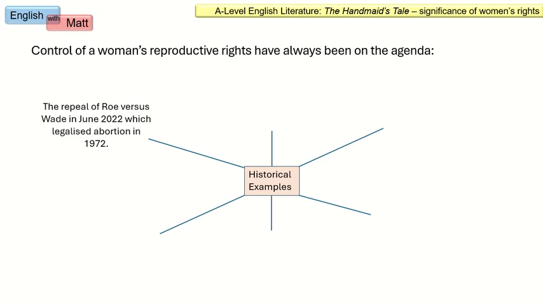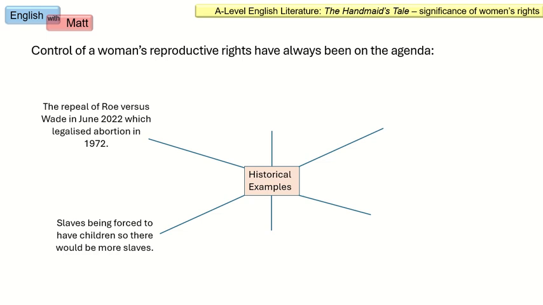So the first thing is, of course, the repeal in June 2022 of Roe versus Wade, which in 1972 legalized abortion. It seems that even in 21st century America, which is supposed to be a beacon of freedom and democracy, laws are being repealed which take women's rights away and remove the control that they have over their bodies.